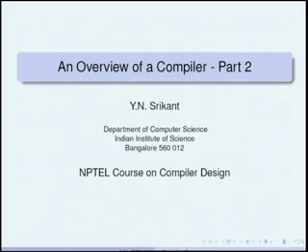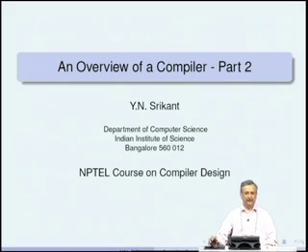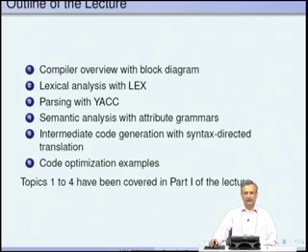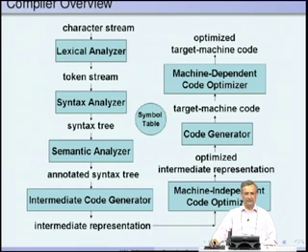This is part 2 of the compiler overview. We completed part 1 last time. First of all, we will have a quick overview of what we did last time and then continue with the second part. Last time we looked at the block diagram of a compiler. So, this is what we saw.